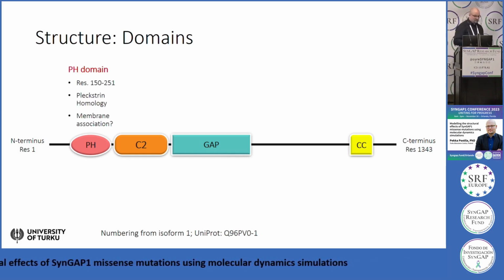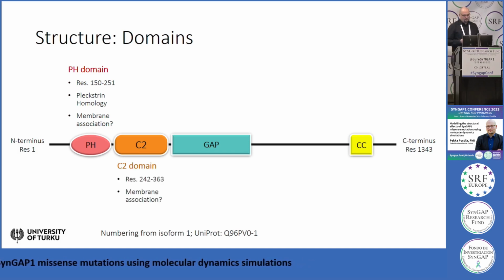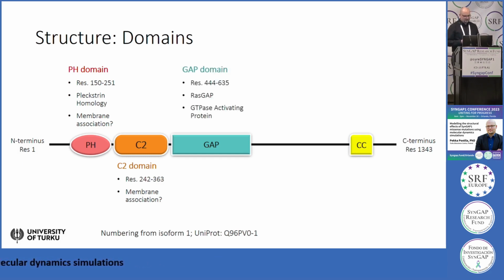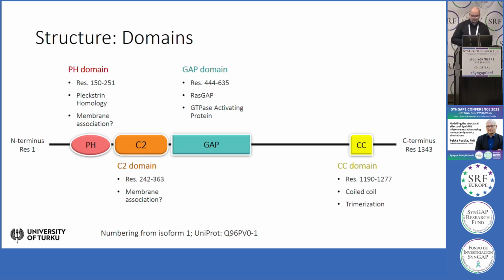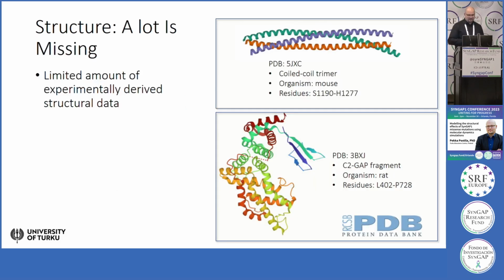So, a few words about the structure. Here's a rough sketch of the different domains included in SYNGAP. As you can see from Michael's presentation, there is a bit more information about this, but the main ones for my purposes are the PH domain and the C2 domain. They possibly interact with the membrane. I would claim that the C2 domain is the part that actually interacts with the membrane. Then there's the GAP domain, the GTPase activating protein part, with the arginine finger, which interacts with the GTPase, for instance. And then there's the coiled-coil domain, where the trimerization supposedly happens.